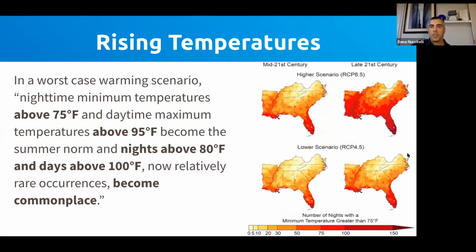So these are just a couple of charts where you can see the different scenarios. This is a worst case scenario over here on the top, in the middle of the century and end of the century, of nights that don't get cooler than 75 degrees, and you can see the number of nights. I'm not going to dwell on that, but if you want to look in more detail, again, you can go to the slides and my videos talking about this.